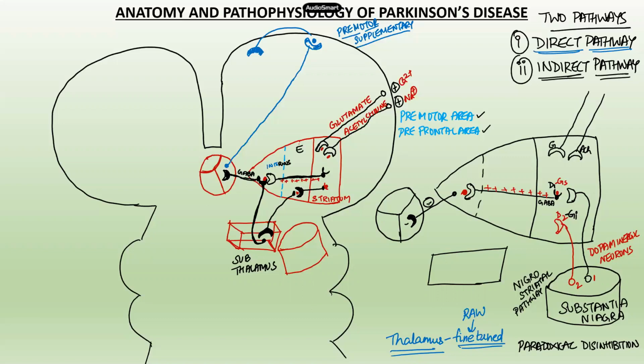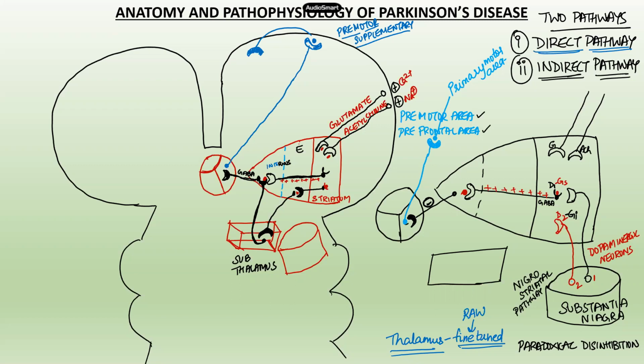So now, since this has been disinhibited, the glutamate neurons that were arising from the thalamus will get excited. And when they get excited, they will carry the impulses towards the primary motor area from the supplementary area. Right. So this is about dopaminergic neuron number 1.